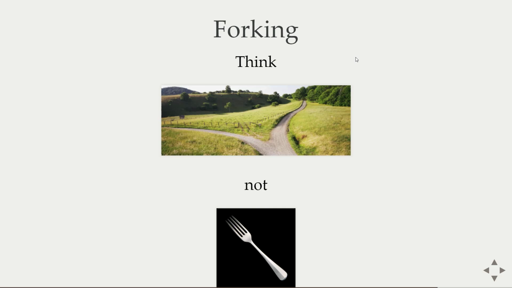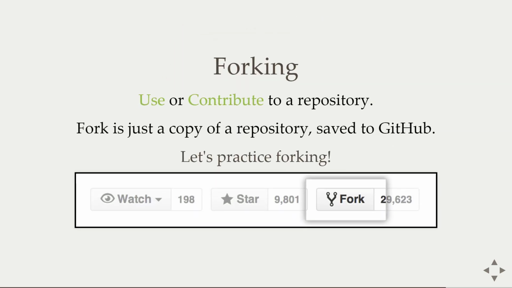So next concept is forking. Think basically two divergent paths, not the fork that we eat with. So forking is the way for you to contribute to something. So like in the case of the Angular 2 pull request, I don't have access to the Angular 2 repository. I can't directly commit anything in there at all, nor should I be able to.